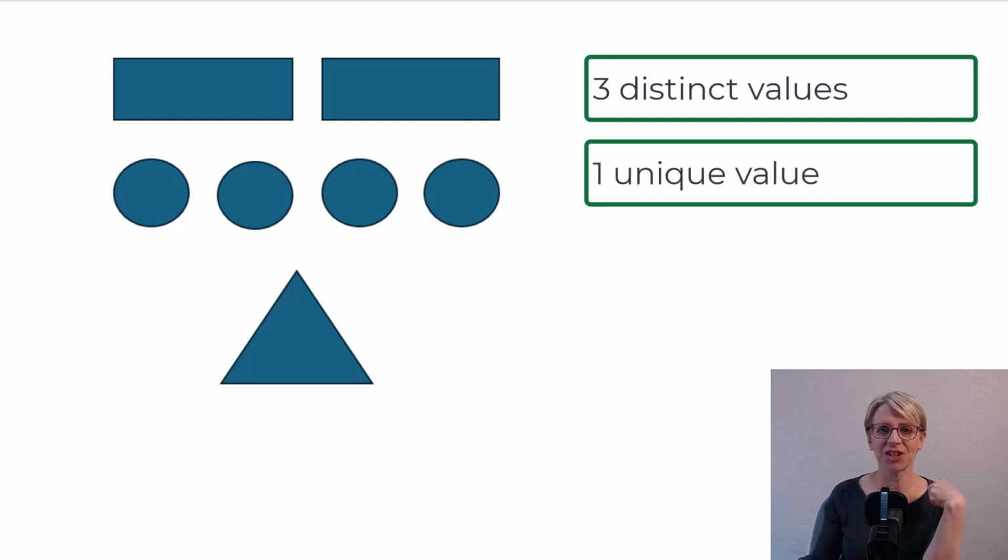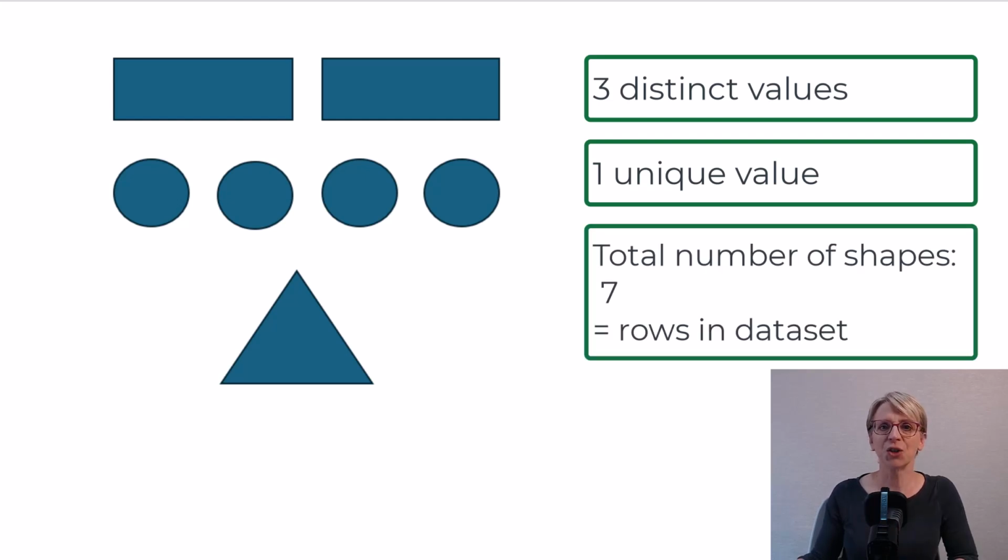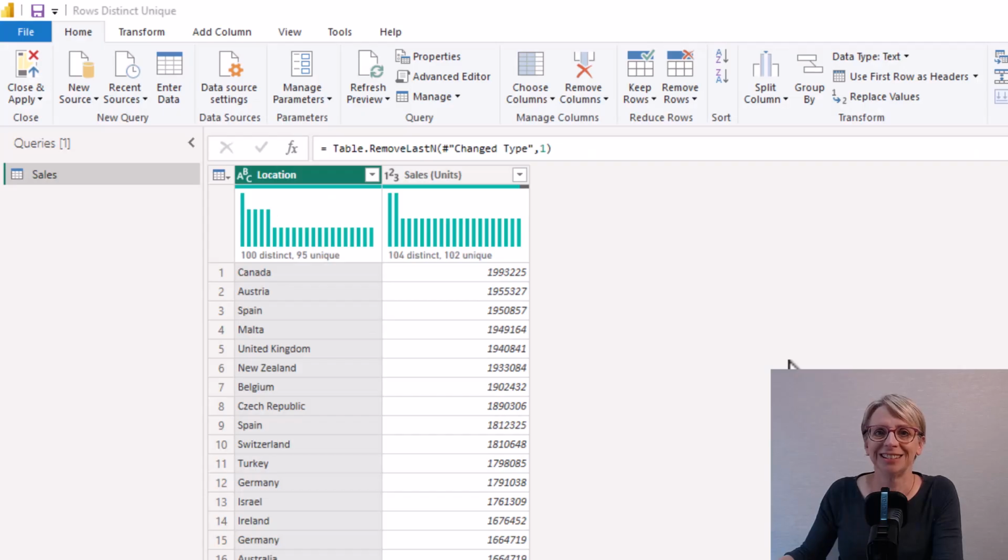Note that these are separate figures. I have the distinct count and I have the unique count. Also note that I am not counting the total number of shapes on the page, which is 7. The total number of shapes is akin to the total number of rows in your data set. Okay, so now returning to Power Query.